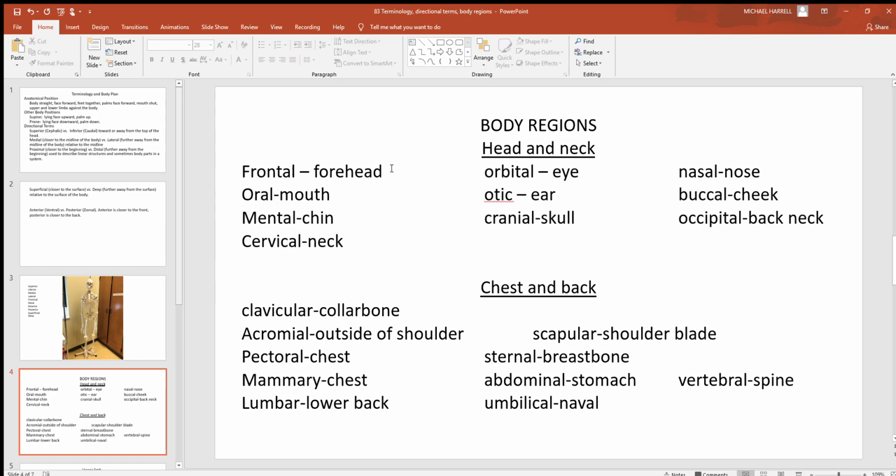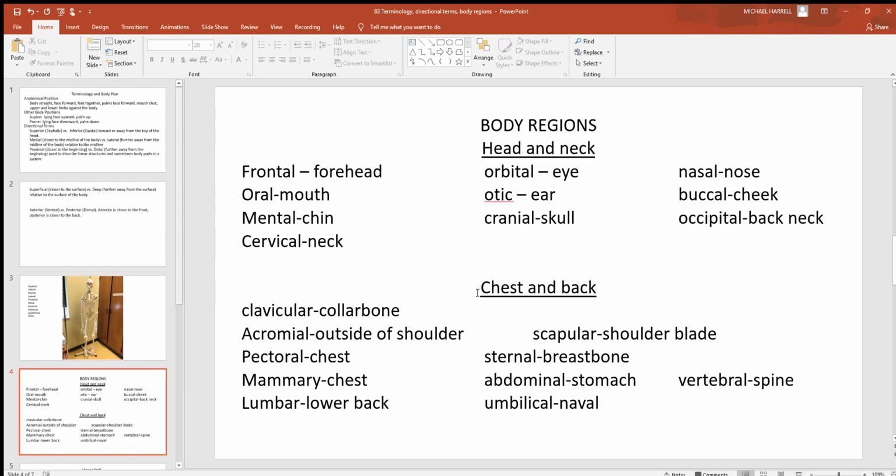Frontal, think of that as your forehead. Some of these are easy, like orbital for your eye, nasal for your nose, oral for your mouth. We use a lot of those words. Otic for your ear, buccal for your cheeks, mental for your chin, cranial for your skull, occipital for the back of your neck, and cervical for the neck itself.